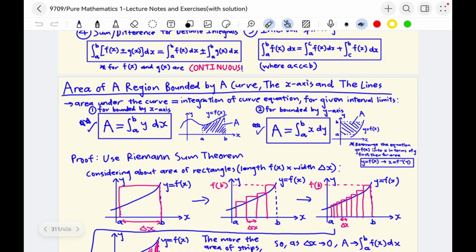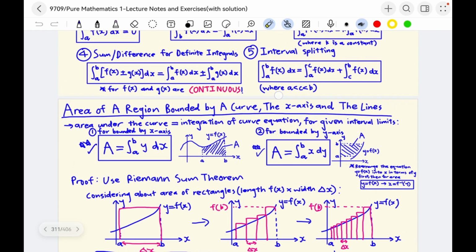So let's move on to the next subtopic, the area of the region bounded by a curve, the x-axis and the lines. As I have mentioned earlier, area under the curve is the integration of the curve equation for the given limits, or the area under the curve with the limits provided only. So this is how you evaluate the area under the curve from the Cartesian graph.